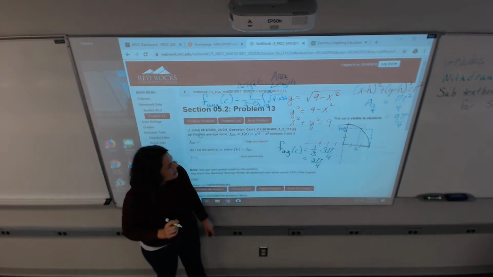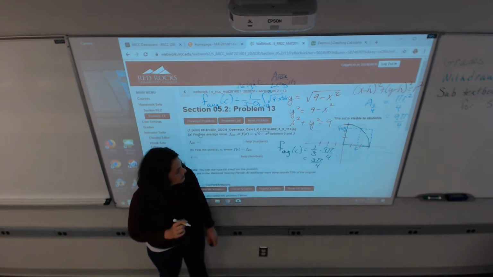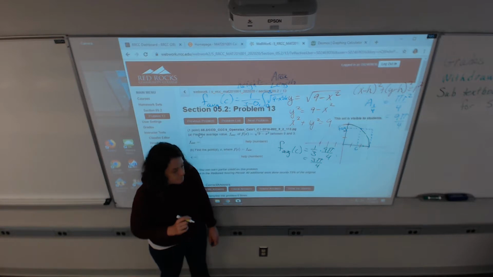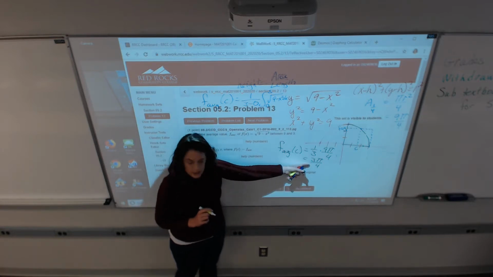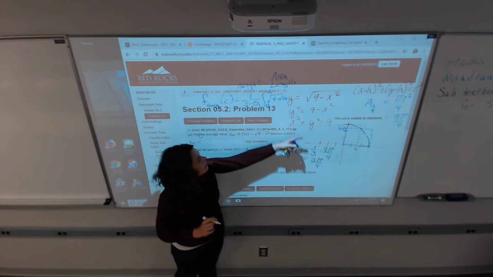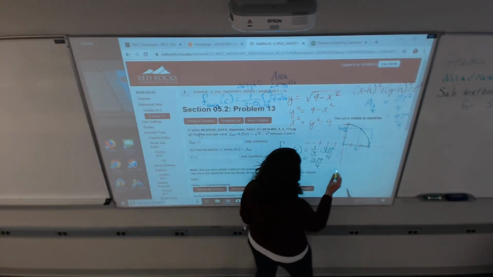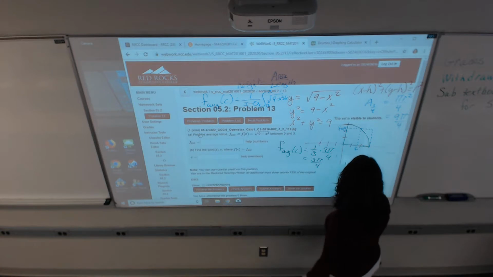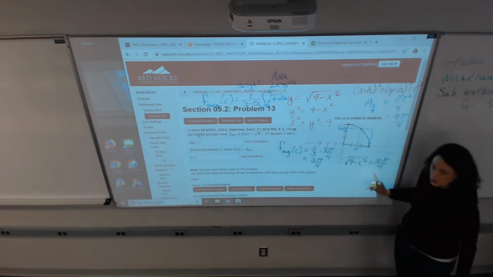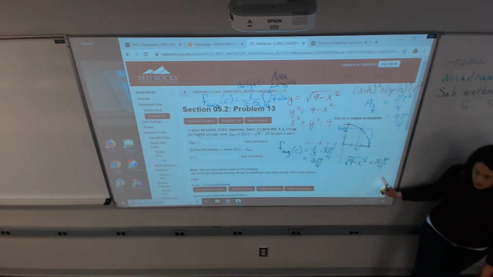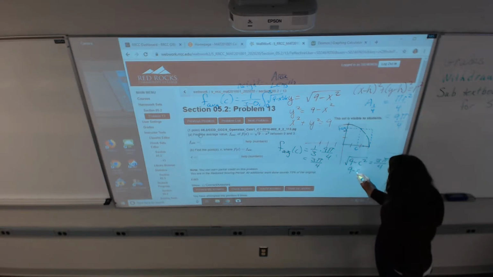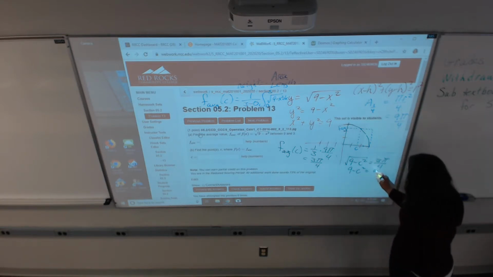How do you find the C that has that? How do I find my C? This is the Y value. Set it equal to the function and solve for C. So this is going to give me the square root of 9 minus C squared equals 3 pi divided by 4. Square both sides to get rid of the radical. 9 minus C squared equals 9 pi squared divided by 16.